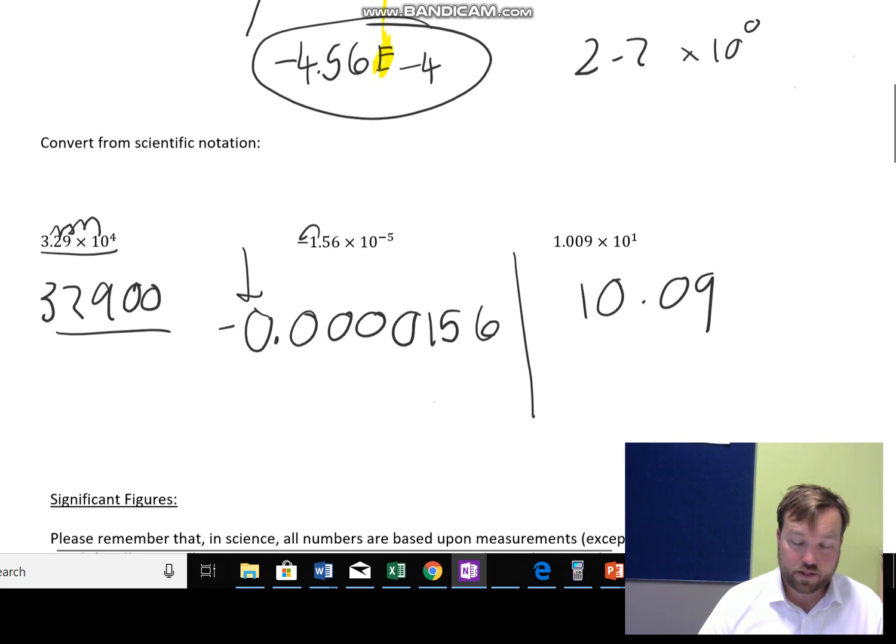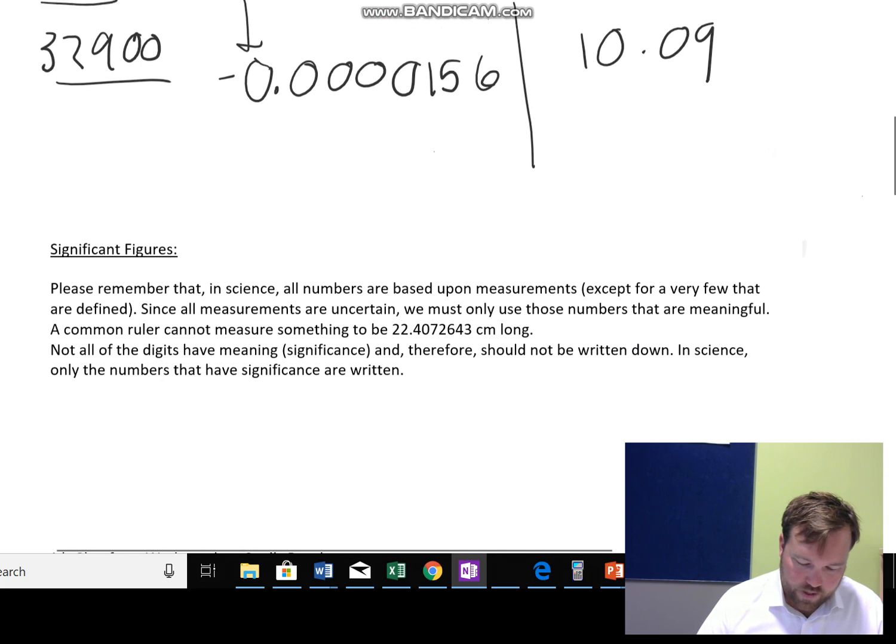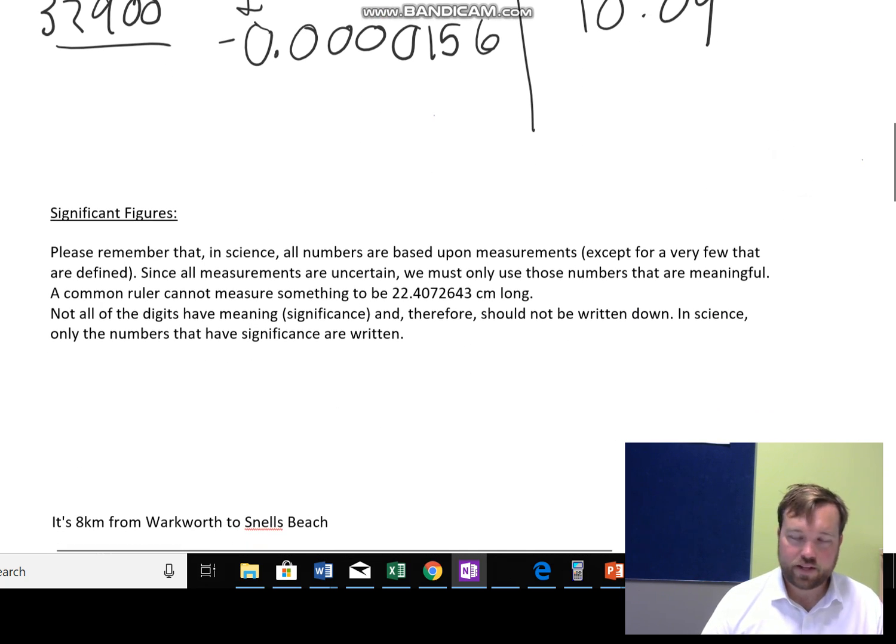Alright, here comes the confusing thing. Significant figures. So, in science, engineering, etc., most of the numbers used are based upon measurements. And because measurements are uncertain, we can only use those numbers that are meaningful. If I take my ruler out and measure the width of my page to be 22.4072643 centimeters, you're going to say you're joking, right? There's no way you could measure that far down using a normal ruler. That's just insane.